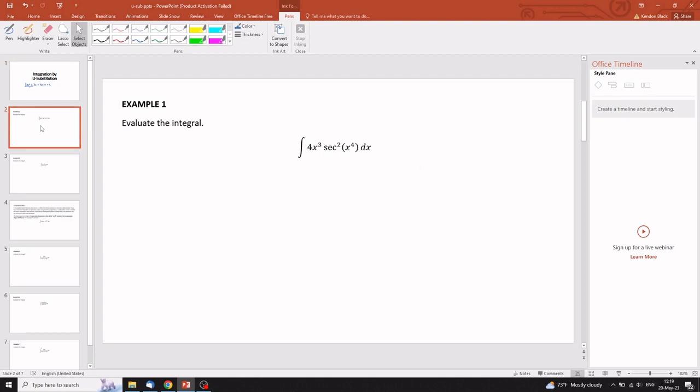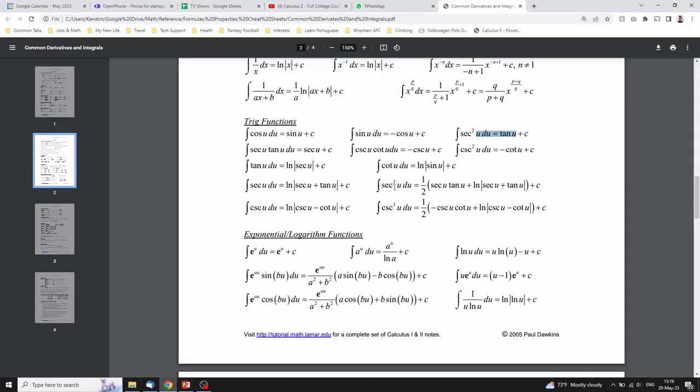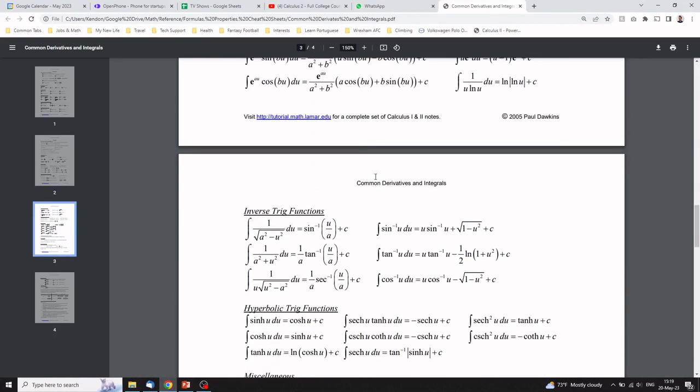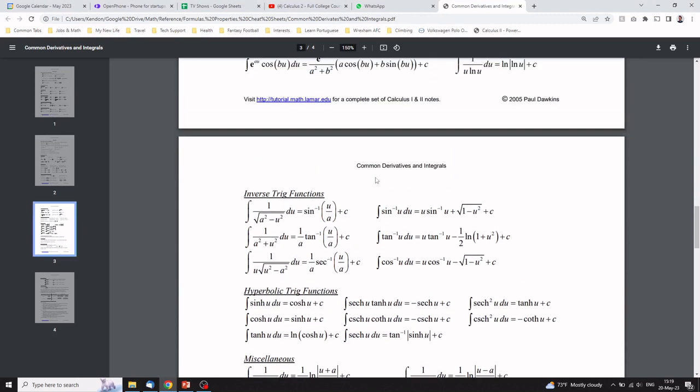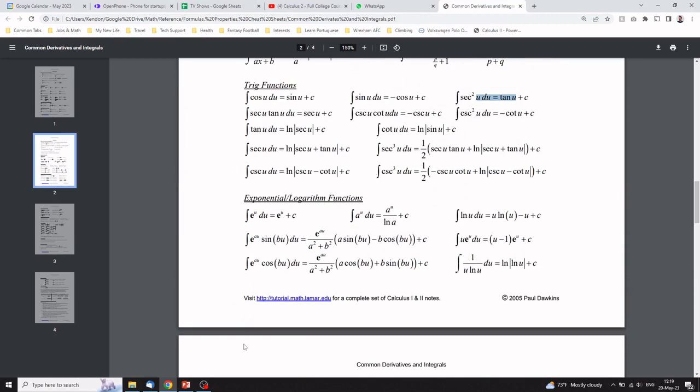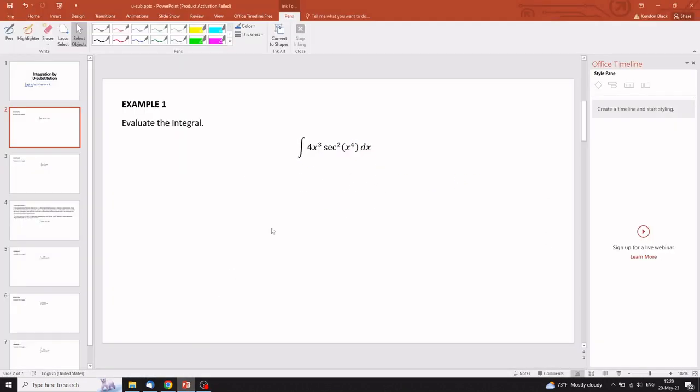Evaluate the integral. So we have the integral of 4x cubed secant squared x to the fourth dx. And if we go to this integration table, you're not going to find that specific integrand anywhere in this table. So we can't just use the known derivative, take the antiderivative, and we're done. We have to use an alternate method. In this case, we're going to use the method of U-substitution.